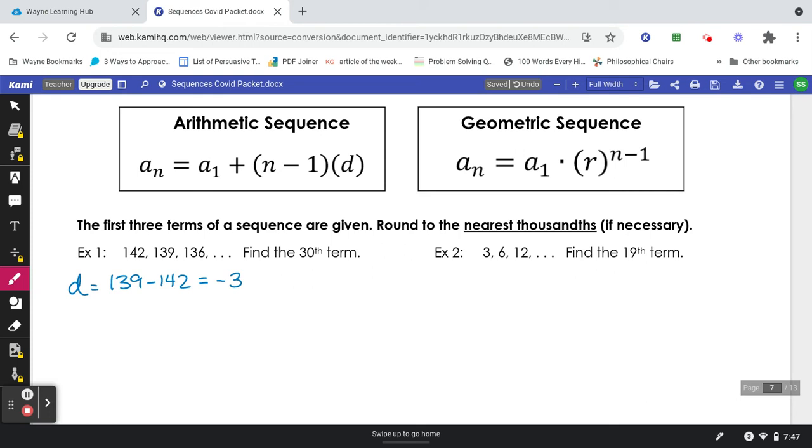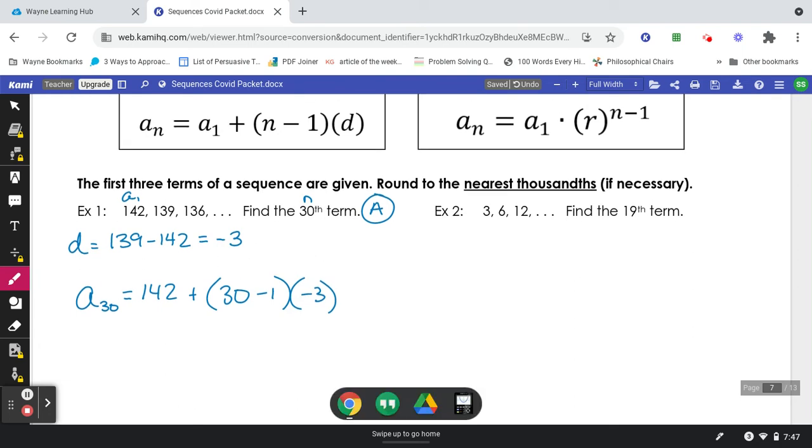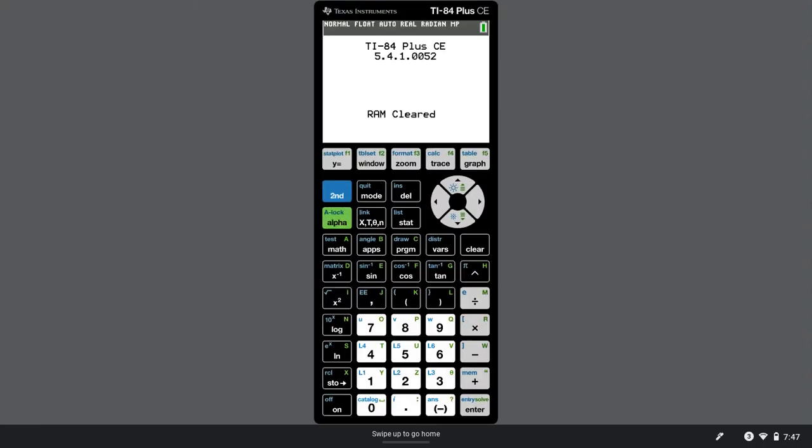And then just make sure that each time you're adding negative 3, that pattern works out. And then in order to find the 30th term, you're going to use the arithmetic sequence formula. A sub 30 equals, first term is A sub 1, 30 is your n, and common difference of negative 3. We'll go ahead and type that into our calculator exactly as we see it. So 142 plus, use a parenthesis, and then another parenthesis in, and make sure you use the negative button, and enter to get an answer of 55.